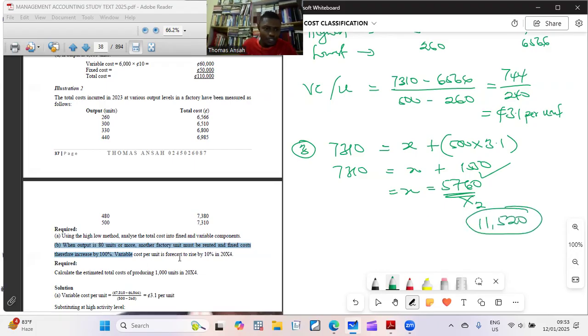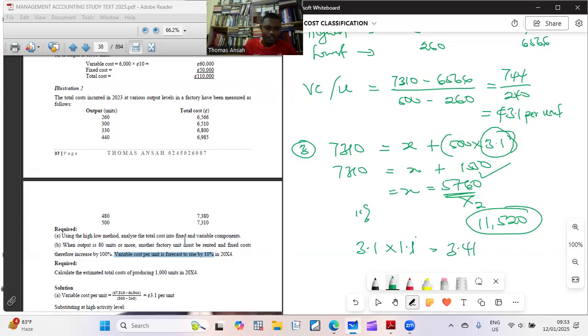So that is my fixed cost. And it says that variable cost per unit 2 is forecast to rise by 10%. What was the variable cost per unit? It was 3.1. So 3.1 multiplied by 1.1. That is it. So it's 10%, so it's 1.1. You can also do 10% of the 3.1 and add it back. It's the same thing. So 3.1 multiplied by 1.1, I'm increasing it. That gives me 3.41.